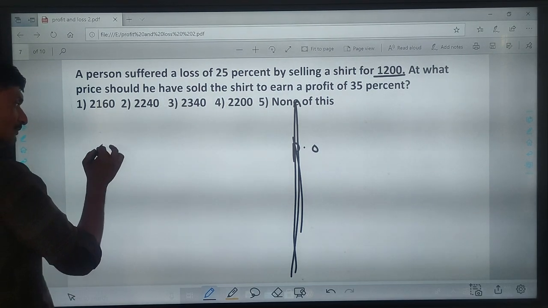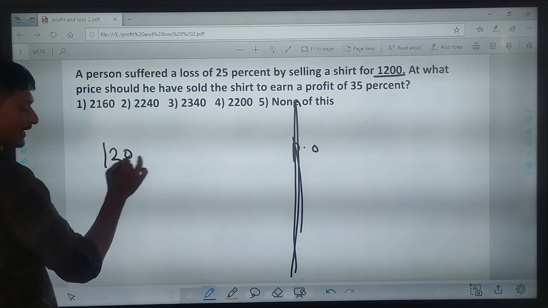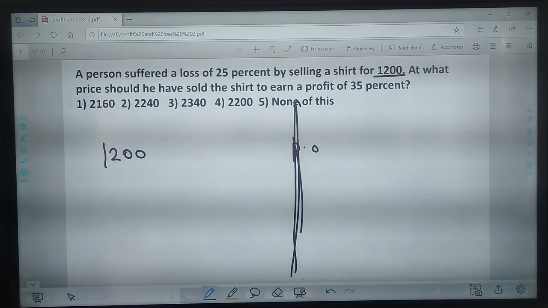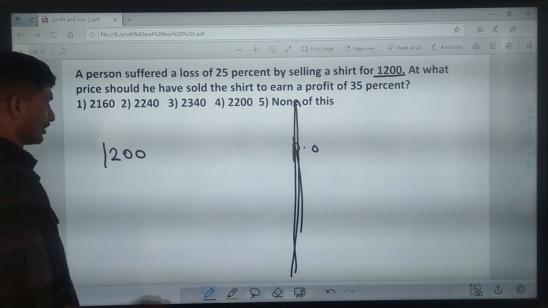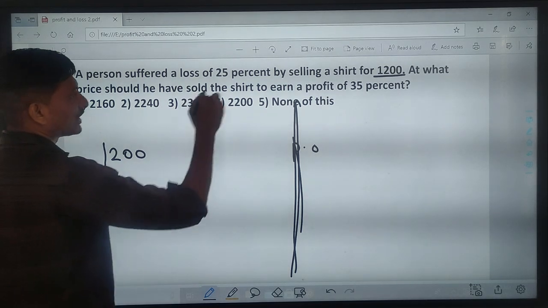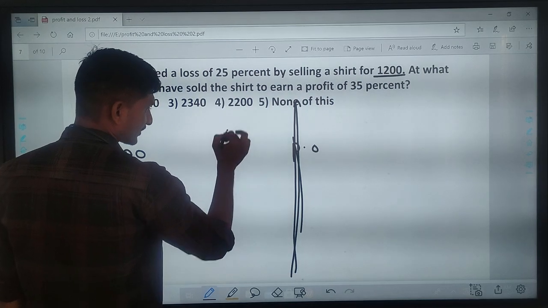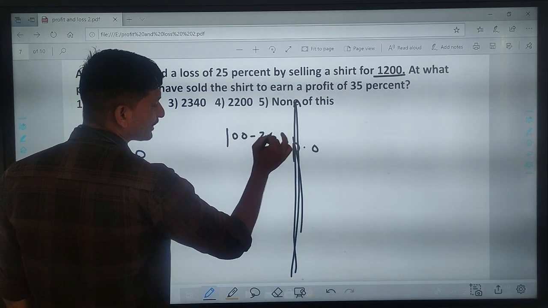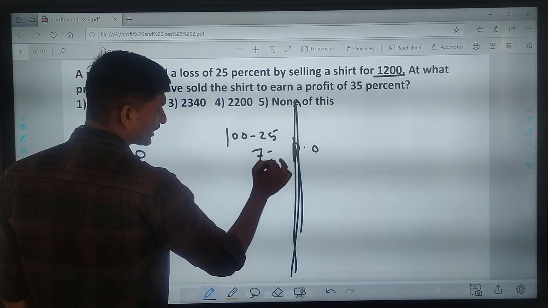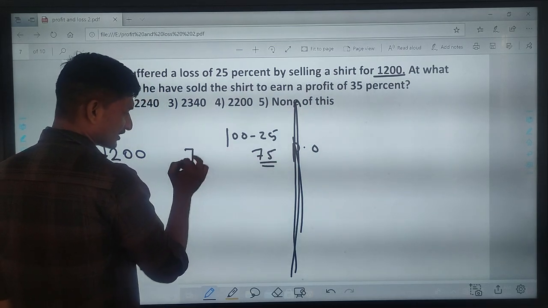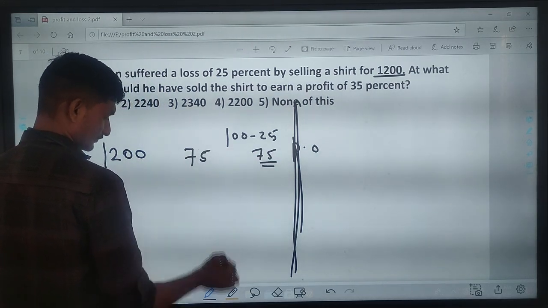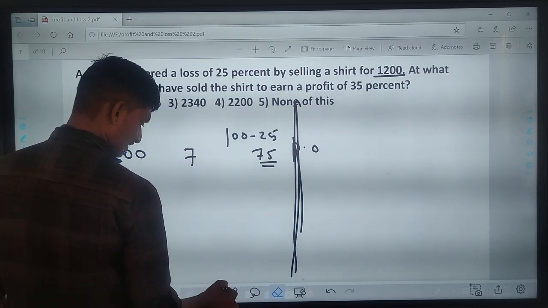If the selling price of the shirt is 1200 rupees, then the loss is 25%. Here we write loss is 25%, that is 75. Here we write only 75.